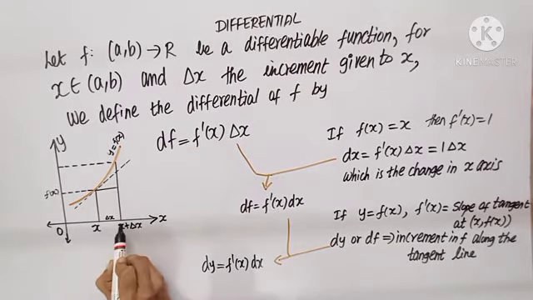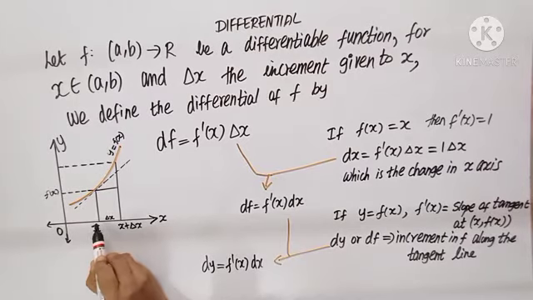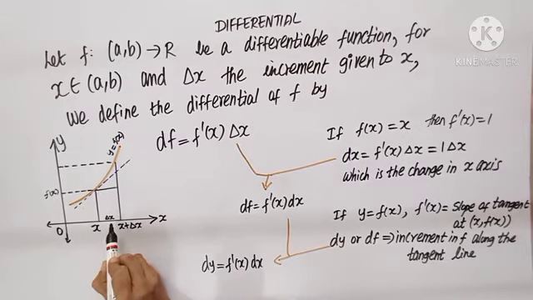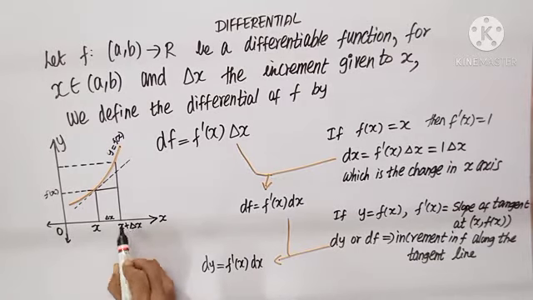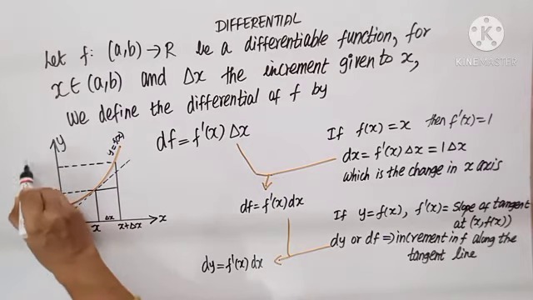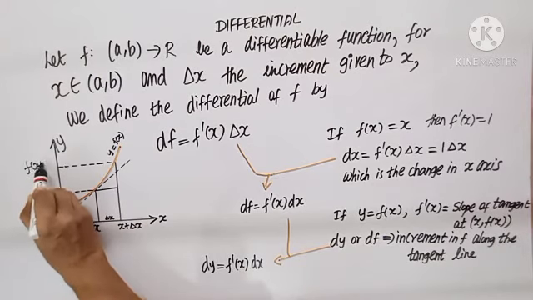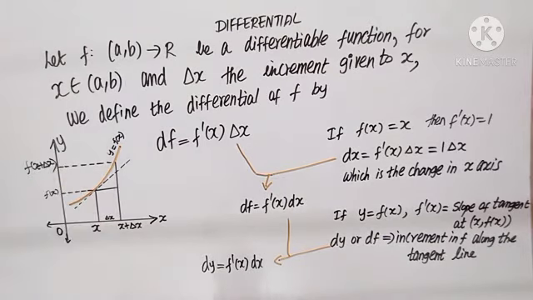And I have taken another point with a small increment in x. Del x we call a small increment in x. So I have taken this point as x plus del x. So what will be this height? It is f of x plus del x.